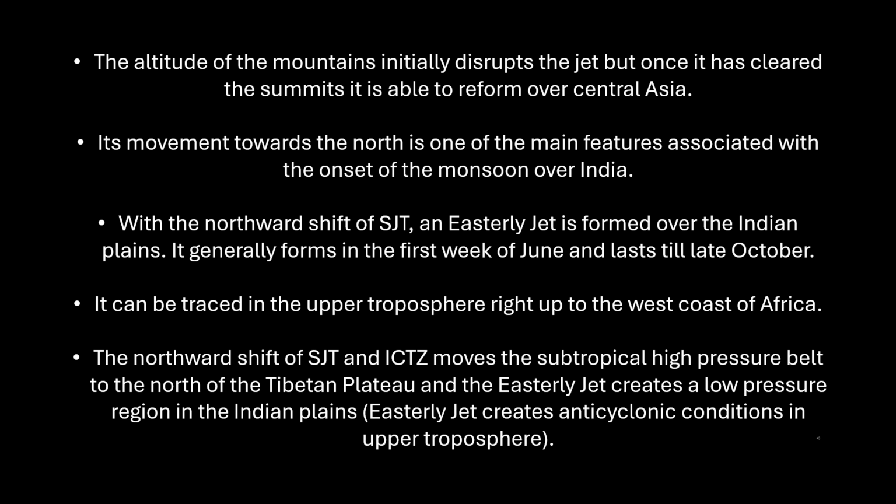the monsoon over India. With the northward shift of STJ, an easterly jet is formed over the Indian plains. It generally forms in the first week of June and lasts till late October. It can be traced in the upper troposphere right up to the west coast of Africa. The northward shift of STJ and ITCZ moves the subtropical high-pressure belt to the north of the Tibetan Plateau, and the easterly jet creates a low-pressure region in the Indian plains. Easterly jet creates anticyclonic conditions in the upper troposphere.